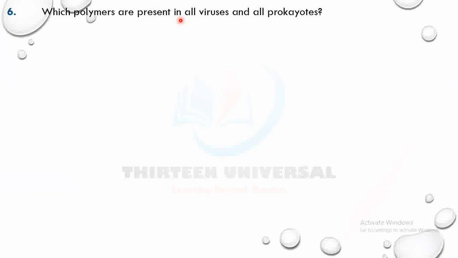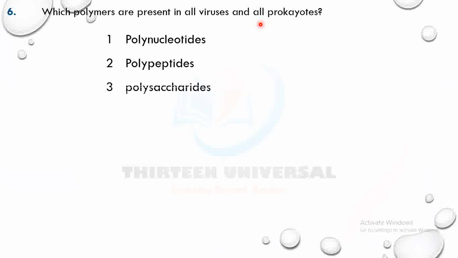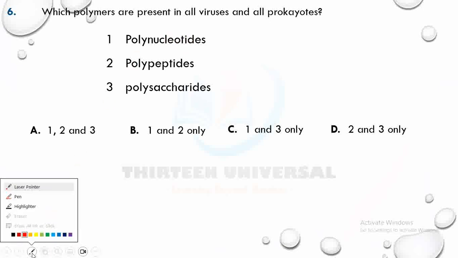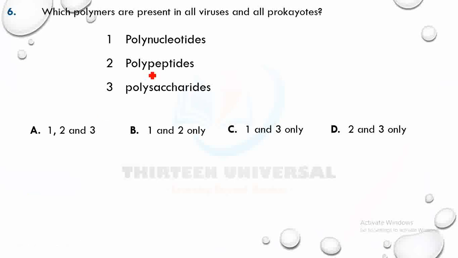Which polymers are present in all viruses and all prokaryotes? All viruses and all prokaryotes. Which ones? Okay, so help us with the answer. Remember that all viruses, pause the video and work on it. All viruses consist of a capsid, which is the protein that surrounds the nucleic acid. It could be DNA or RNA. So DNA or RNA are all polynucleotides. Polynucleotides can be found in a virus, because a virus is made up of DNA or RNA.